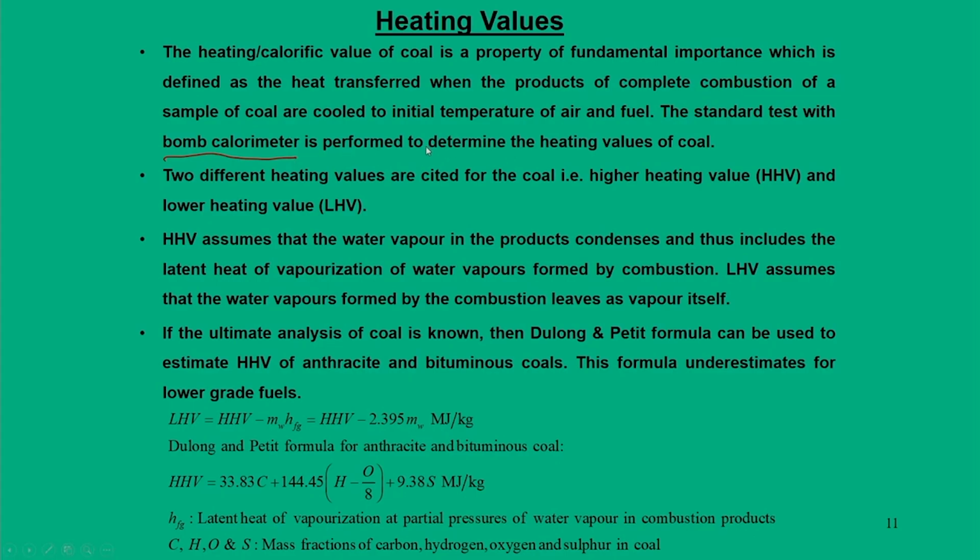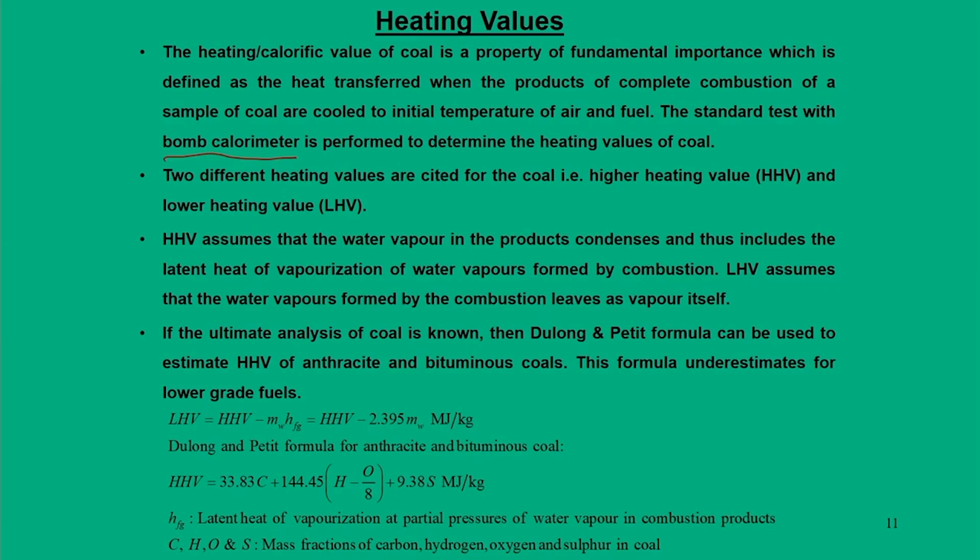Now, for coal also, two heating values are cited, higher heating value and lower heating value. Higher heating value assumes that water vapors in the products condense, and thus it includes the heat of vaporization of water vapors formed by the combustion. Whereas lower heating value assumes that water vapors formed by the combustion leave as vapor itself. So, its value is further reduced by a quantity which is the enthalpy of vaporization.